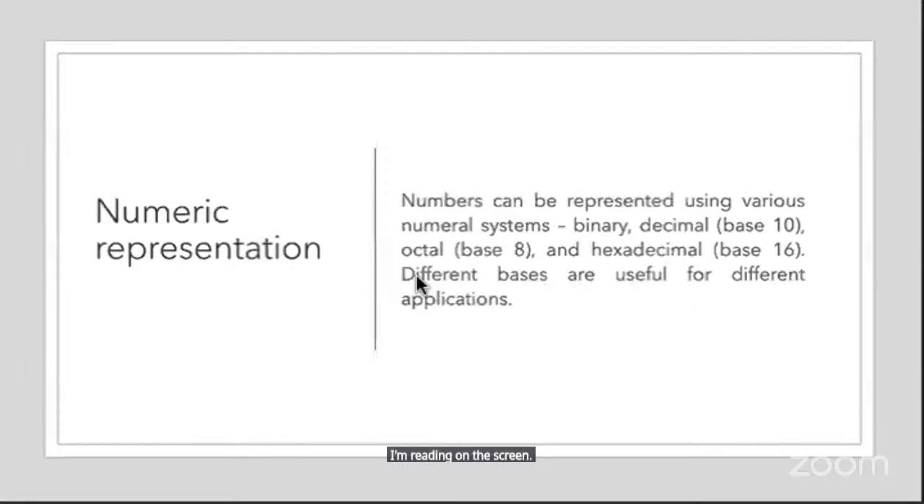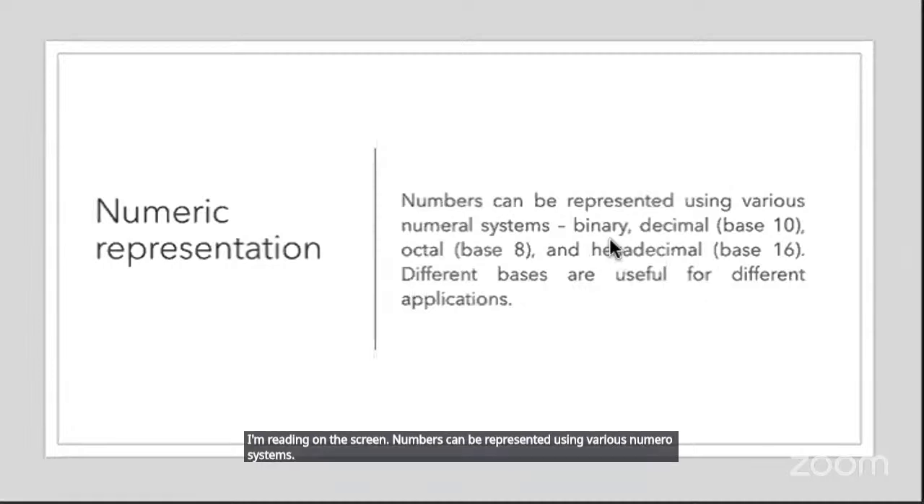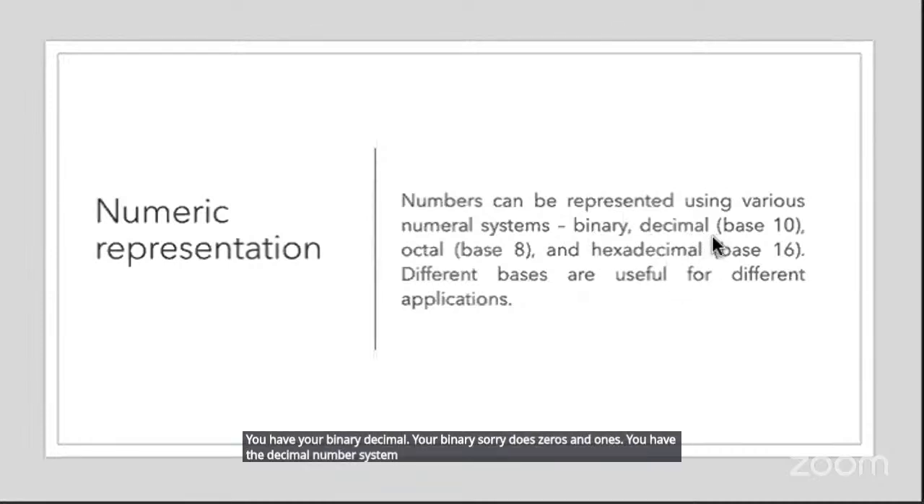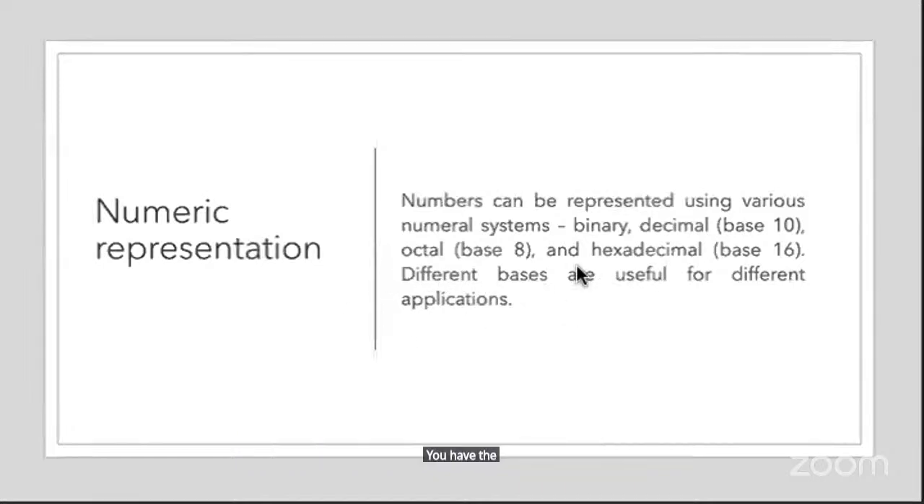Numbers can be represented using various numeral systems. You have your binary, that's the zeros and ones. You have the decimal number system, which is what you call in secondary school base 10. You have the octal, base 8. You have the hexadecimal, base 16. These different bases are useful for different applications.